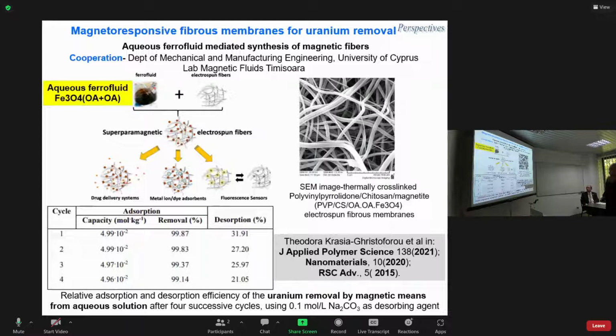Here is an application in environmental remediation for uranium removal. Our colleagues from Cyprus, from a long cooperation with them, prepared a functionalized magnetoresponsive membrane, for which the adhesive forces with uranium are advanced. So for the separation you can see the removal rate and the desorption rate from these composites. And this is a promising application too.